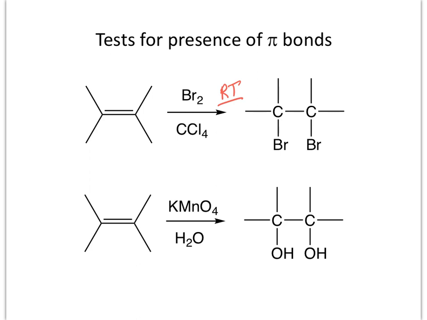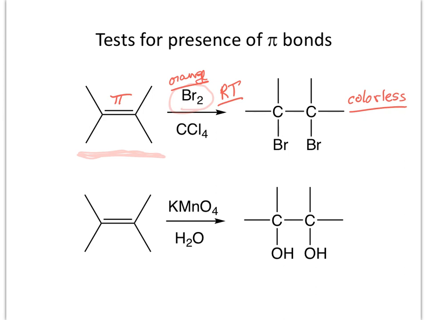And what we're looking for is the orange color of the bromine in carbon tet will disappear because alkyl halides are colorless. And so if we add a few drops of our alkene to our bromine in carbon tet, the alkene should react, the color disappears, and you can then conclude that you have pi bonds in your organic material. Right? So we're going to do that test.